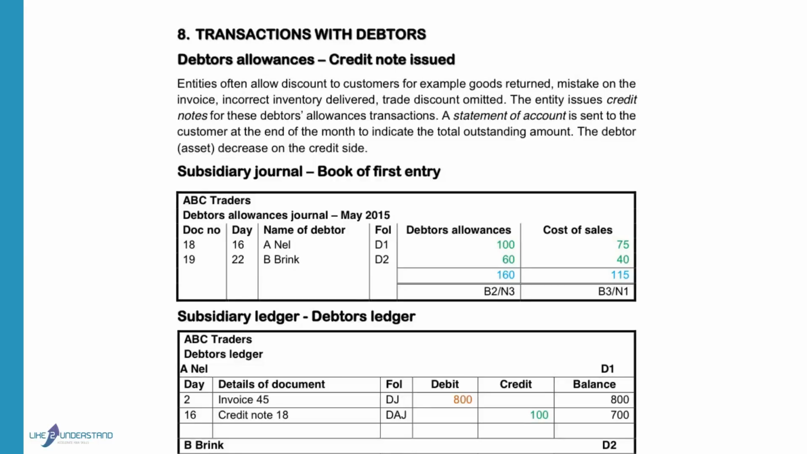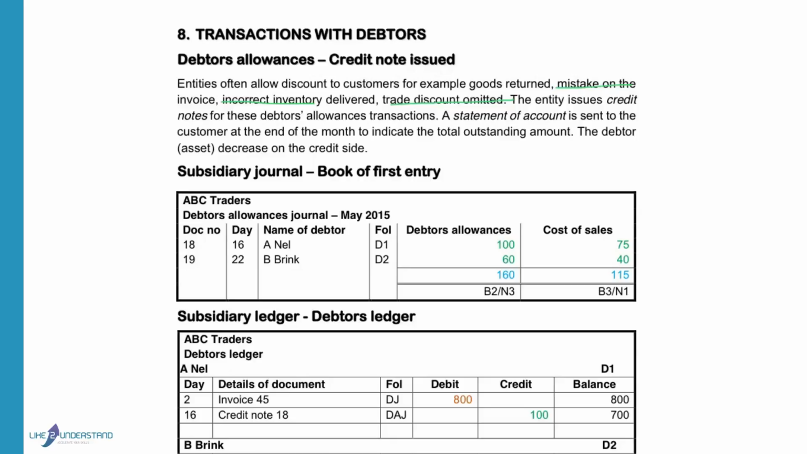Then we can also have debtors sending goods back because they're not satisfied with the goods, or it's not the right color or the right size. Or the debtors can ask for a discount because there was a mistake on the invoice, or we delivered the incorrect inventory. They're prepared to keep it if we give them a discount. Or we promised a debtor trade discount and we forgot about it, so it was omitted.